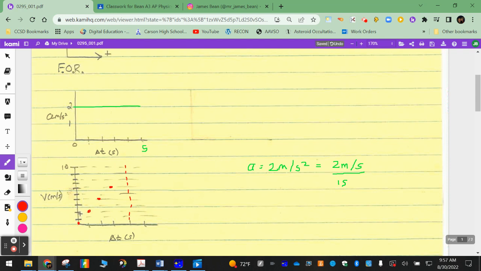Up 2 over 1, up 2 over 1. So over here, I want to go up 2 over 1, which is right here. That's at 4 seconds. And then this is 5 seconds right here. Make sure I go up 2 over 1, and there we go. So I plotted the points for acceleration of 2 meters per second squared. Basically it's a slope. Up 2 over 1, up 2 over 1, up 2 over 1.